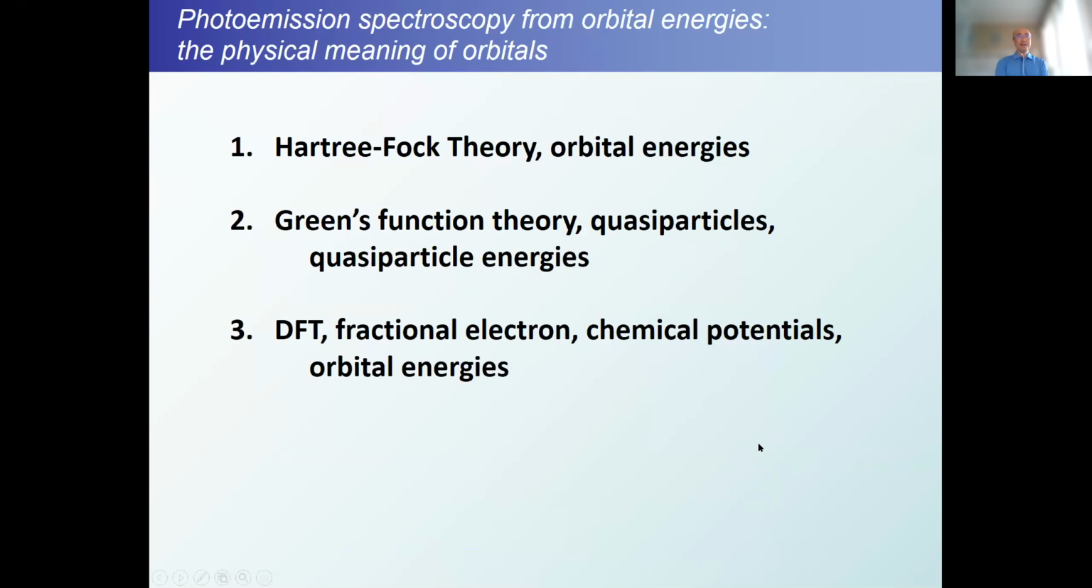So photoemission spectroscopy can actually be obtained from orbital theory, from the very beginning of electronic structure theory. In Hartree-Fock theory, there's already a very important conclusion about the orbital energy. And then more advanced, of course, is Green's function theory, which is exactly the right many-body theory to describe the photoemission spectrum. And then DFT, and I will tell you what we can do about DFT.